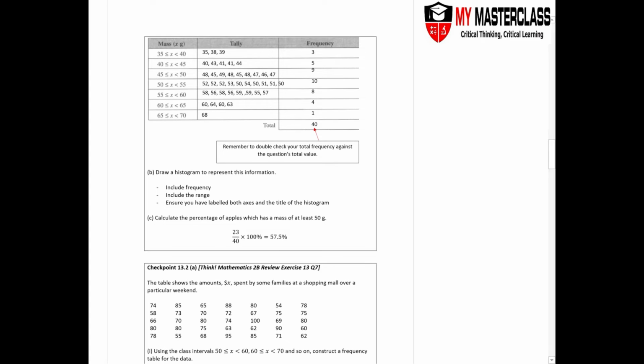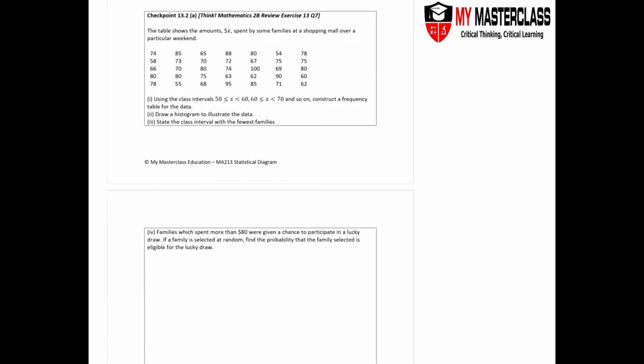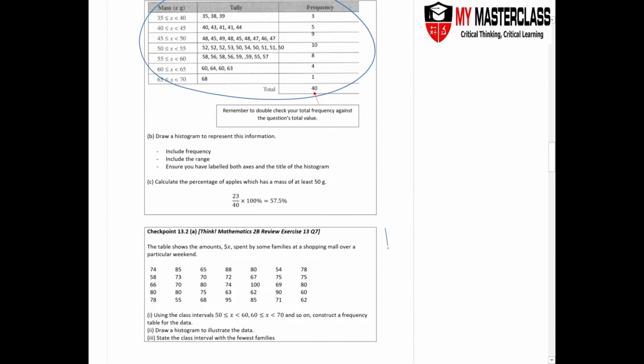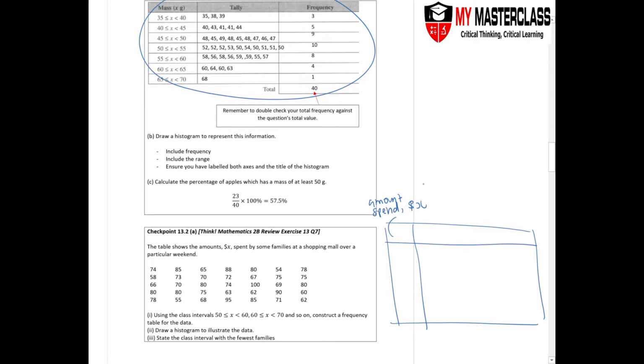So the frequency table is constructed in this manner. This is how the example has shown, so do the same thing. Maybe I will just put it by the side so it's easier for you to do a comparison as well. I'll say the amount spent, and you must write the units, X. This is your tally, and then this is your frequency.